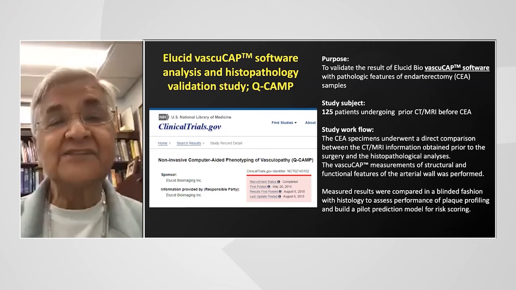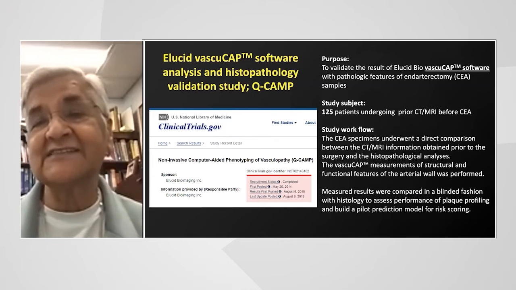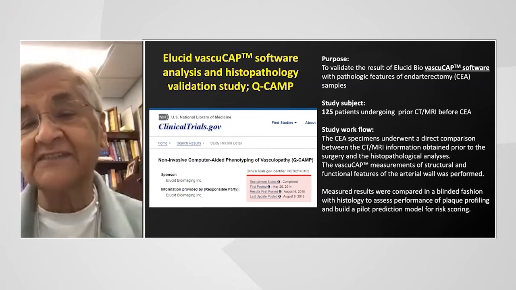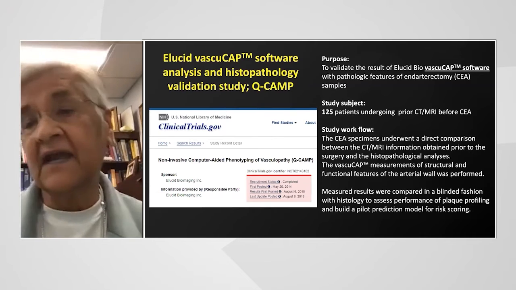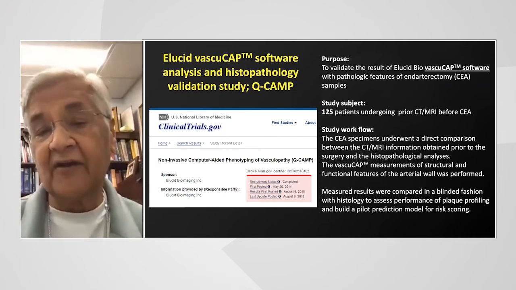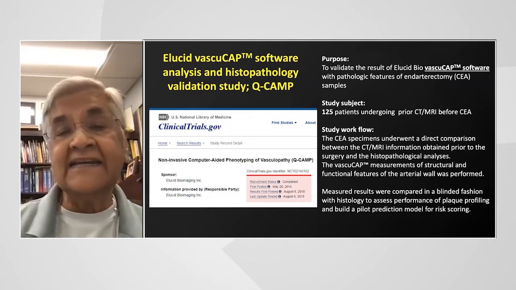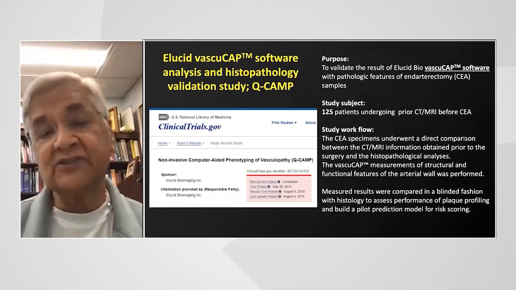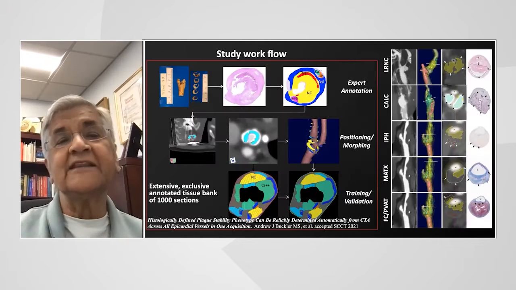Elucid VascuCap software analysis and histopathology validation study has just been performed, and this involved 125 patients who had undergone CT, MRI before endarterectomy, carotid endarterectomy, and we measured the histologic findings, blinded to what the CTA or MRI showed. So each one was blinded. And this is what they did.